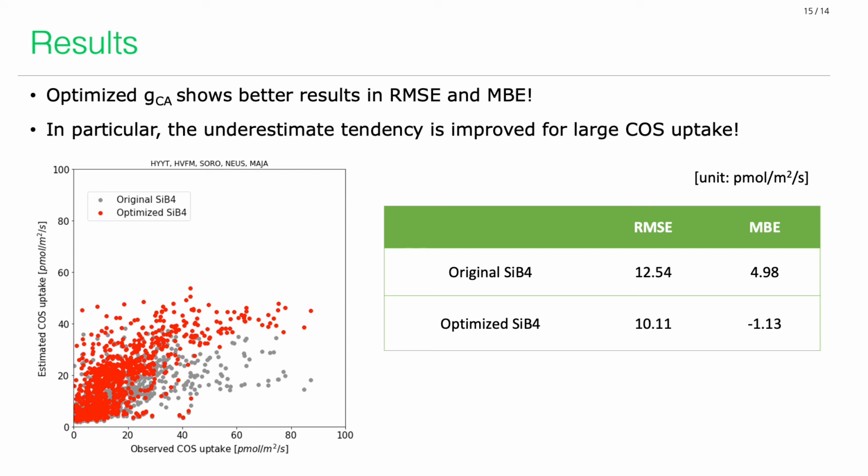When we compared optimized COS flux with observed flux, the root mean square error and mean bias error improved well. Especially, current SiB4 tends to underestimate uptake for large COS uptake ranges, but our optimized SiB4 can capture these ranges very well. As you can see, it is almost the diagonal line.